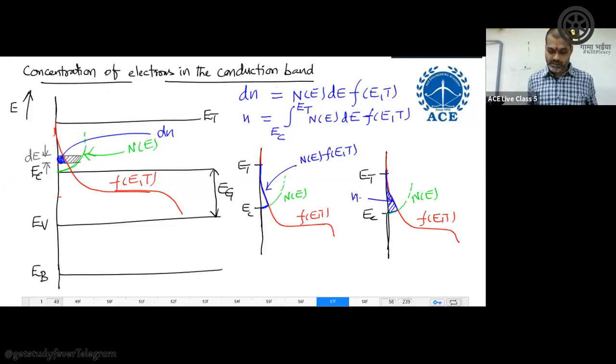Now let us consider how to get n. This is the expression for n. We need to integrate within the conduction band. Here I am not going to do the integration and all, but we must understand some approximations. Finally, I'll give the equation, and that equation is going to be very important. You need to understand the significance of each and every term present.